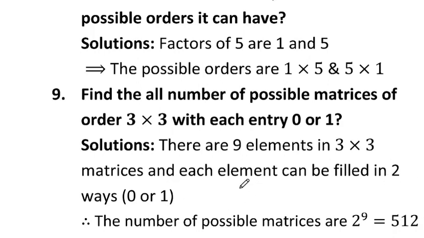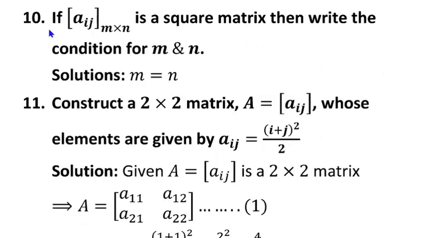And suppose each entry has 3 possibilities, say 0, 1, 2. Then each entry may be either 0 or 1 or 2. Therefore 3 into 3 into 3, 9 times will be the answer. That's all.